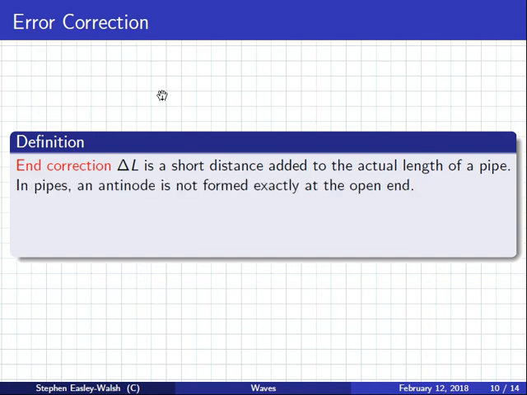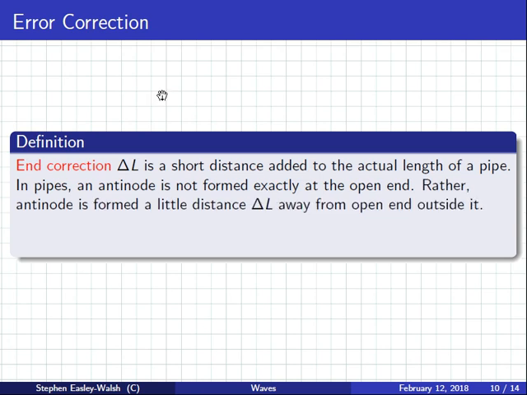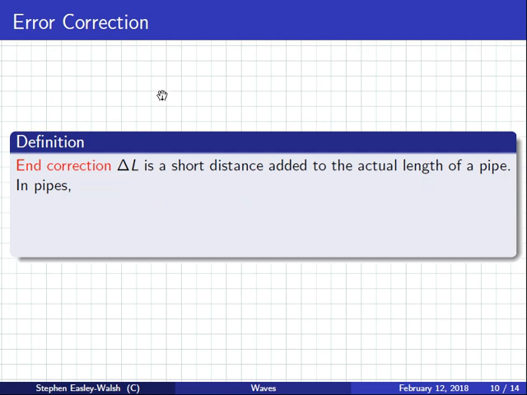The antinode is not formed exactly at the open end. It's a little bit of a distance away from it. You don't need to write all of this down. I think it's enough really just to write this down, because I'm not going to give you any formula for it.